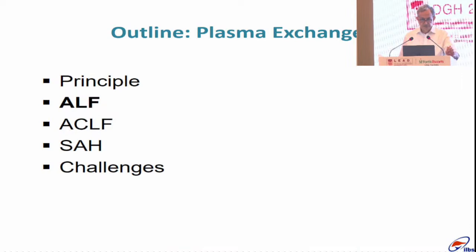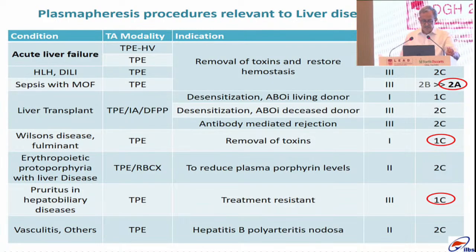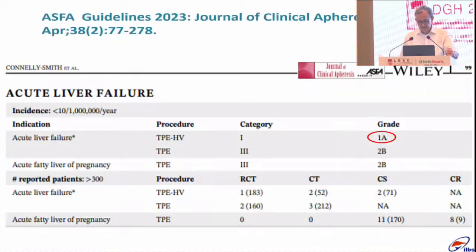Now, how do we use it for liver patients? In acute liver failure, therapeutic plasma exchange has category 1A. I will come to it. You can also use it in HLH or DILI, 2B, 2C. With multi-organ failure, 2A. Of course, in ABO incompatible, all of you know, so I have not highlighted it. Wilson's, you can use it in porphyrias, pruritus and vasculitis. My topic is ALF.